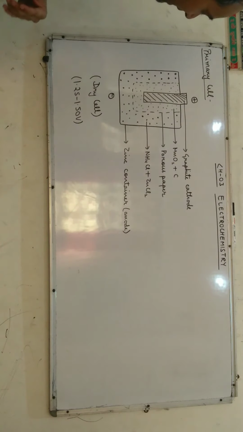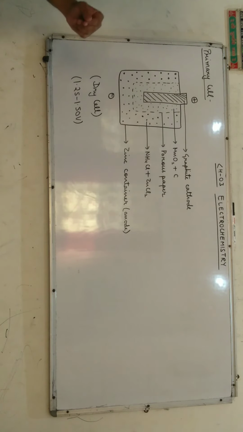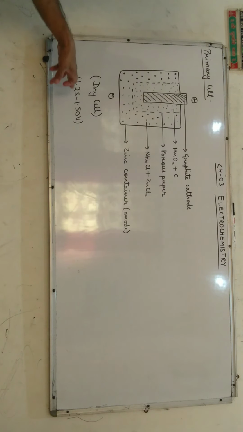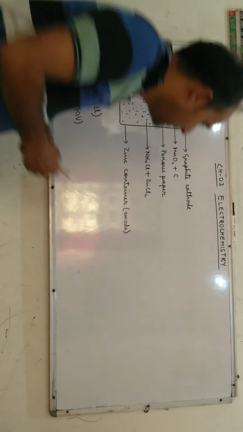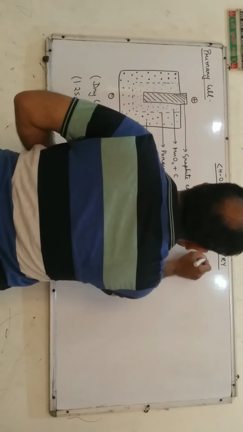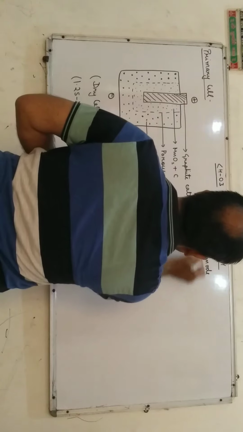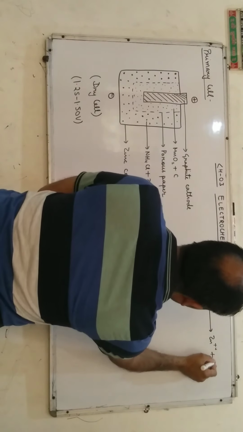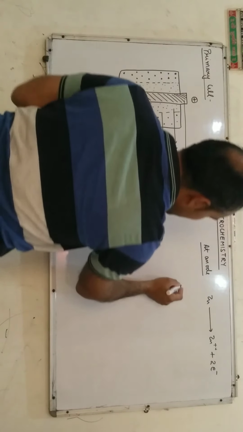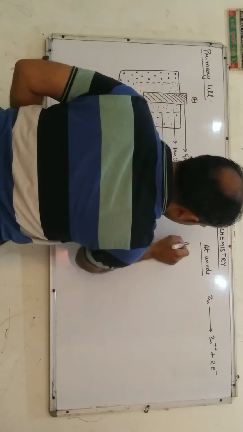Now, let us consider the chemical reaction that takes place in dry cell. Before we discuss, first we must know how much voltage we obtain from dry cell. It is 1.25 to 1.50 volt obtained from dry cell. In dry cell, at anode, zinc on losing 2 electrons is converted into Zn2+ ions.